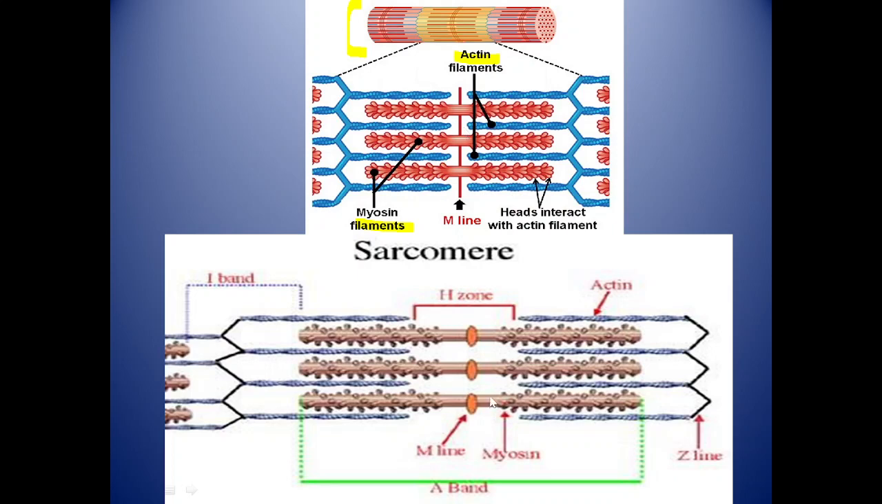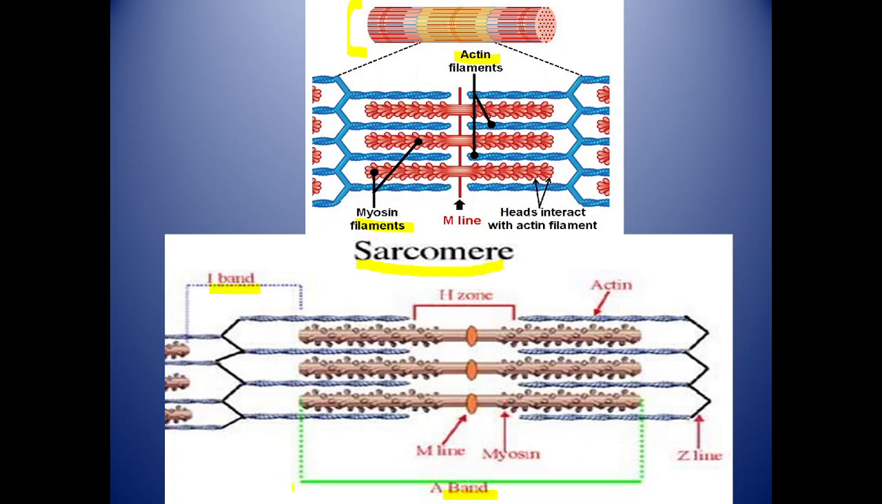Now you see here, this is a more detailed structure. This one unit we call a sarcomere. What is a sarcomere? A sarcomere is one unit of the myofibril. Alternately, a light band and a dark band will be present upon a myofibril. The dark band is called the A band and the light band is known as the I band. I stands for isotropic, A stands for anisotropic.